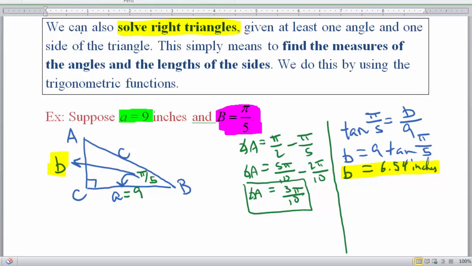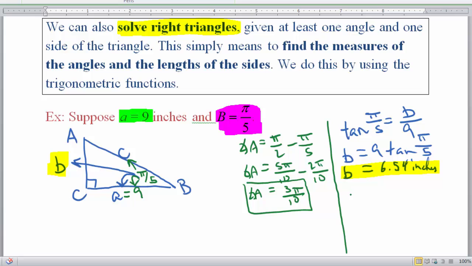And now let's say I want to find the hypotenuse, right? Again, what I'm going to do is go back to my given info. My given info was the 9 inches for this leg and the pi over 5 radians for this angle. So in relation to pi over 5, c, of course, is the hypotenuse, and again, the 9 was the adjacent. So I'm dealing with the adjacent and the hypotenuse. So which trig function dealt with the adjacent and the hypotenuse? Well, that was the c part, which was cosine, right?